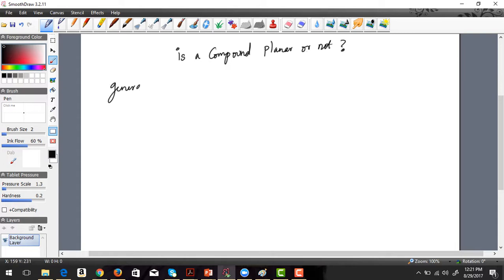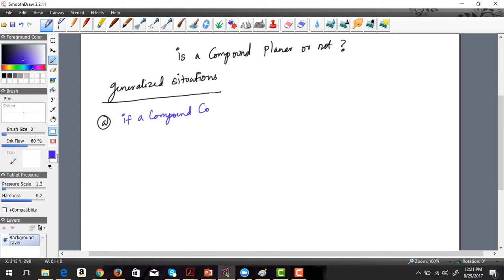All right, so let's say some generalized situations where we can arrive, without doing too much work, at whether a compound is planar or not. The first cases, I'm going to write these in different colors so that you can keep track of them.